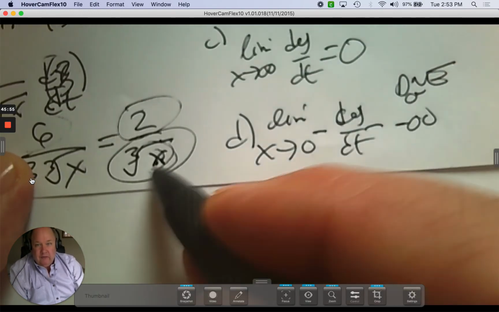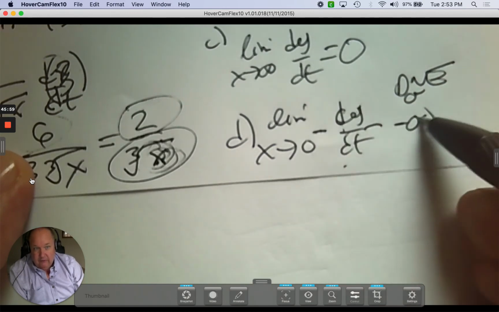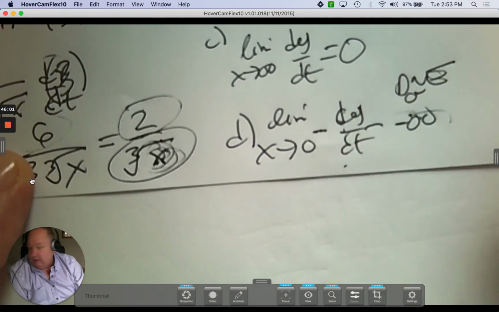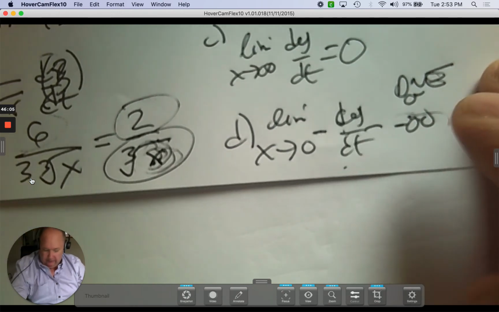So at 0, there's an asymptote. On the left of it, it is going down forever. So you could say negative infinity, or it doesn't exist. Both would be correct. All right, 23 and 24.